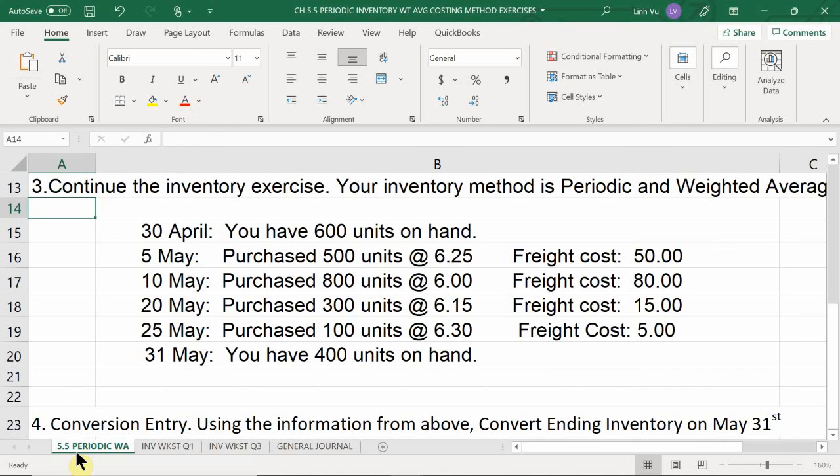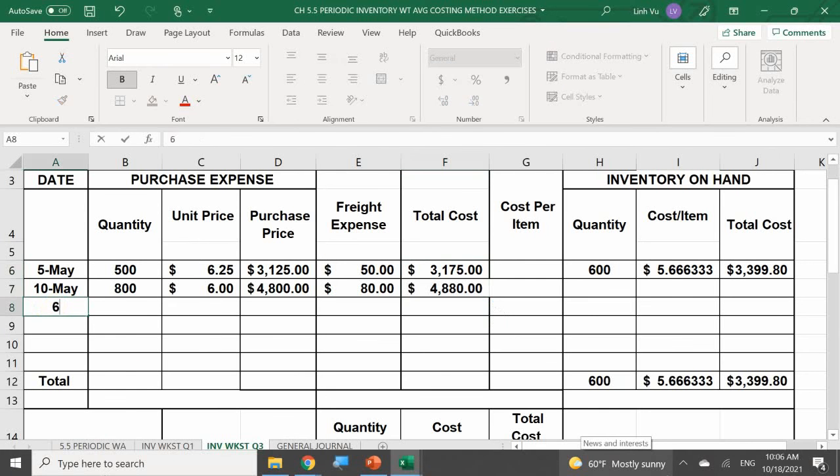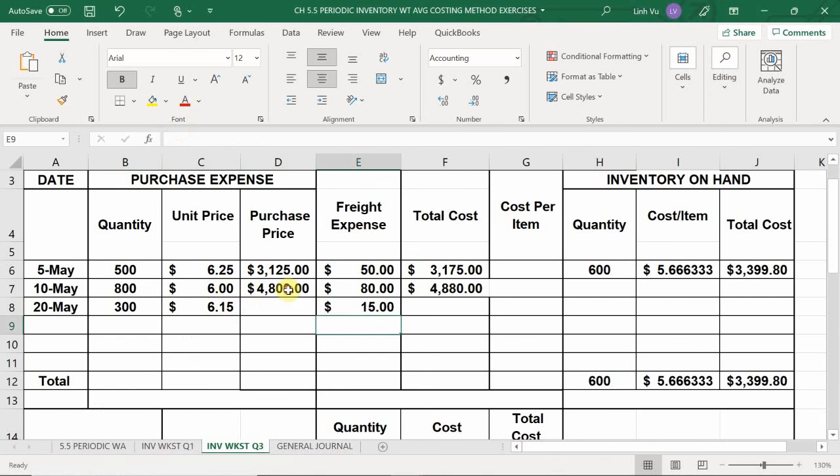All right. Then May 20th rolls around. We end up purchasing 300 units at $6.15 with a freight of 15. Okay. So May 20th, 300 units at $6.15 with a freight of 15. So in this case, what's my total purchase price here? $945. Oh, well, I don't know how I got it.